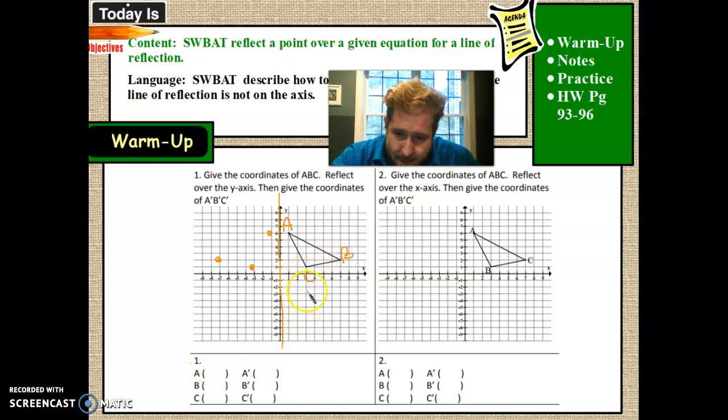So point A happens to be at 1, 6, and therefore A prime will be at negative 1, 6. Because as shown in the last video, since you're reflecting over the y-axis, the x is going to change to the opposite. And then B, which is at 7, 2, becomes negative 7, 2, and so forth.